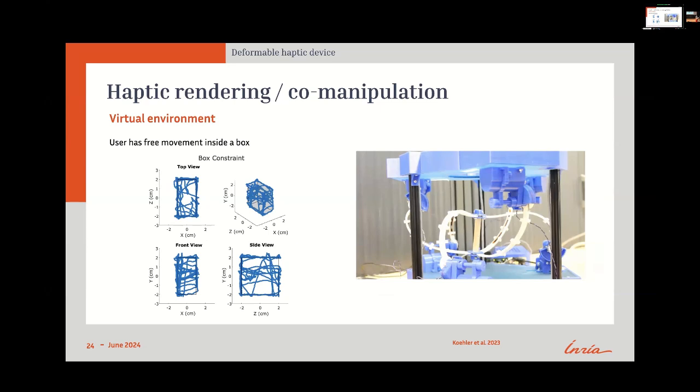And in this other example, we have put a virtual environment, which is a box. Basically, you can freely move the interface inside the box. And I hope you see on the video that when you reach the limit of the box, you are really blocked. Unfortunately, the video seems to be slow, but if you want, I can show you on my computer. It's not that slow in reality, but you really have the feeling of a haptic device.